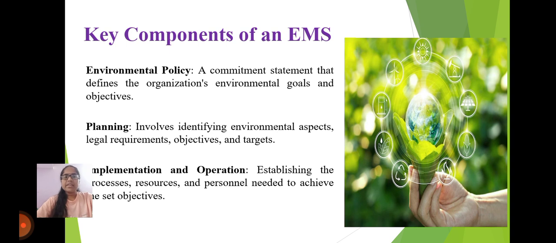The third thing is implementation and operation. That is the third component used in the environmental management system. In that particular component, establishing the processes, resources and personnel needed to achieve the set goals comes under the third key component of the environmental management system.